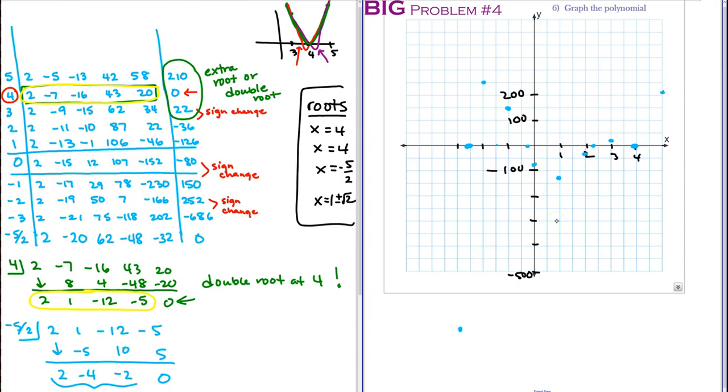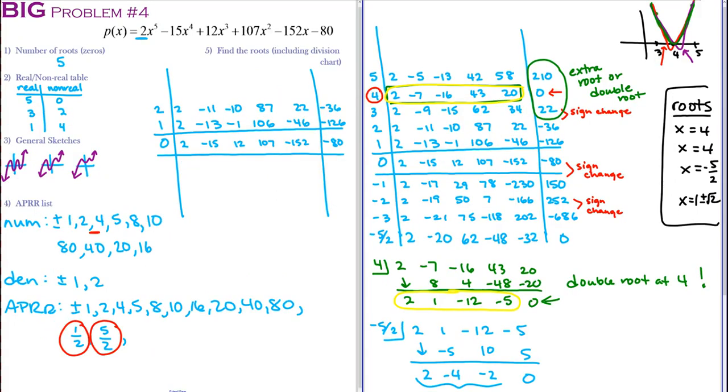So let's see if this will look like the shape we were expecting. And at 4, where there's a double root, just touch and go back. So remember the shape that we thought we were going to see, that we drew back here when we drew our general sketches. Okay, so that looks good.